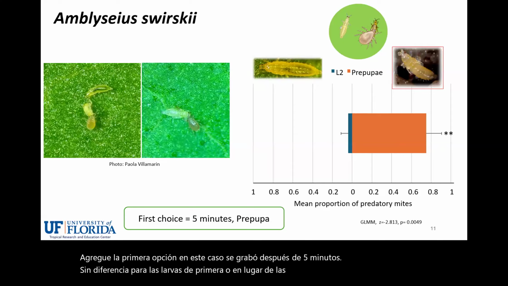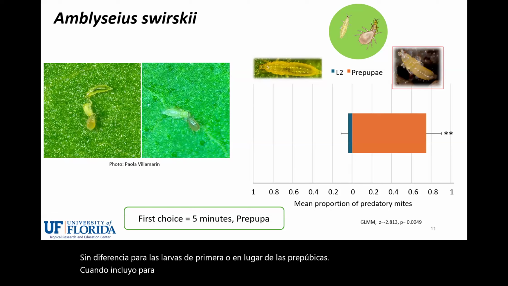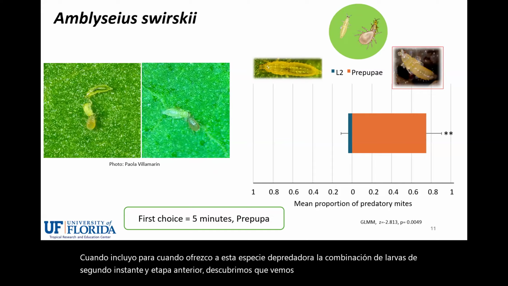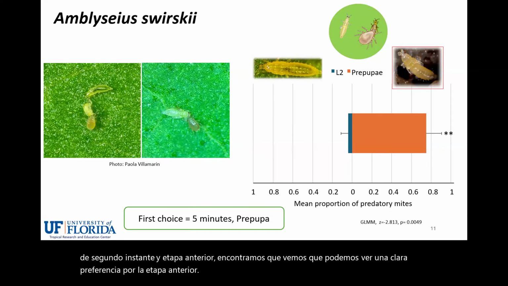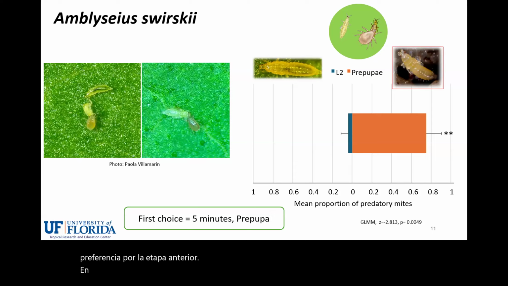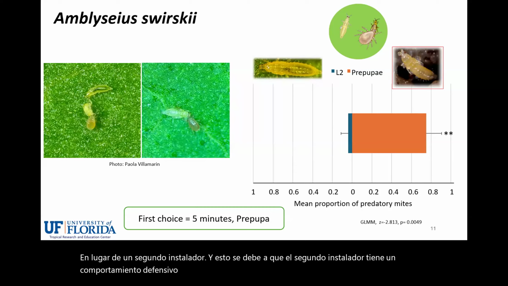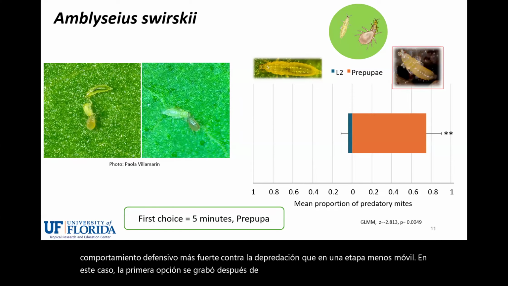When I offer this predator species the combination of second instar larvae and prepupa stage, we can see a clear preference for the prepupa stage instead of second instar larvae, and this is because second instar larvae have a stronger defensive behavior against predation than the prepupa, which is a less mobile stage. In this case, the first choice was recorded after 5 minutes, making this first choice for the prepupa stage.